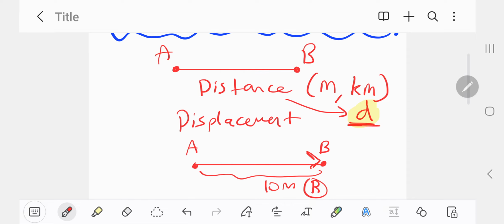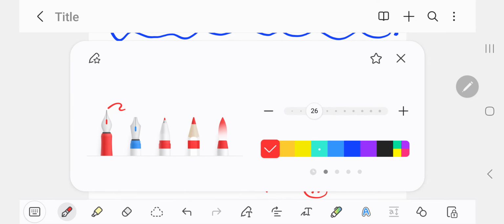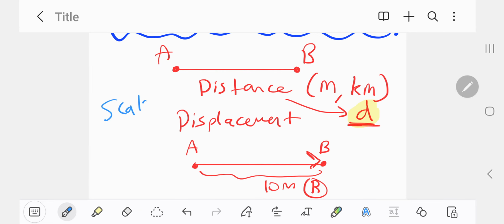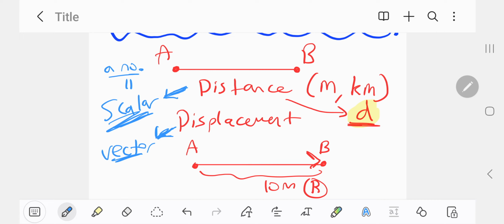So distance is what's called a scalar in physics. A scalar quantity is just a number. Temperature is also a scalar. 10 degrees Celsius, that's a scalar. 10 grams, mass is also a scalar. So a scalar is just a number. Displacement is what's called a vector. Think of a vector as like an arrow. A vector is basically a scalar, a number, with a direction. So these are very important words you have to know.